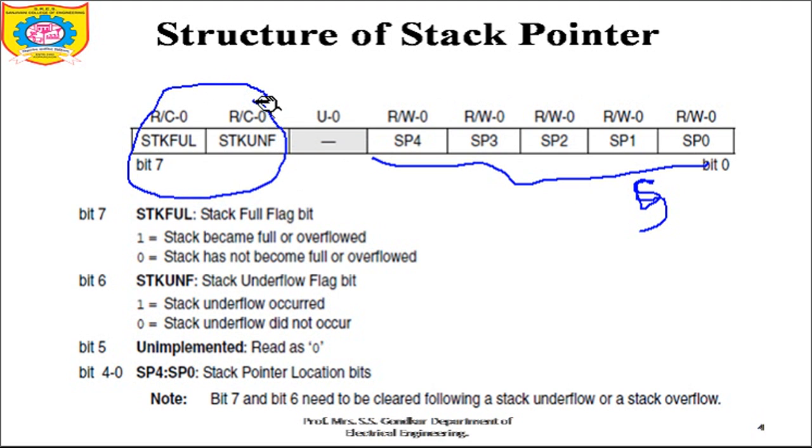that is stack full. What is stack full? It means whenever your stack is full, see this was our stack, and this is the maximum limit of the stack. Once you have completed this stack, suppose I have filled this stack with these numbers, now my stack is full. So if the stack full flag bit is 1, the stack has become full or overloaded.